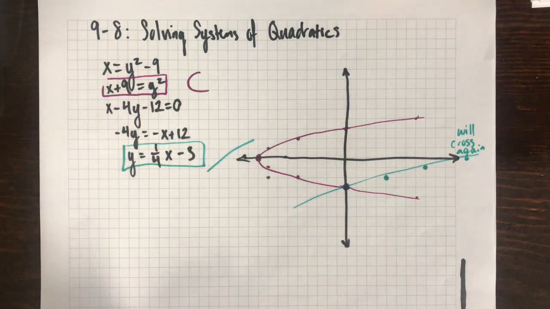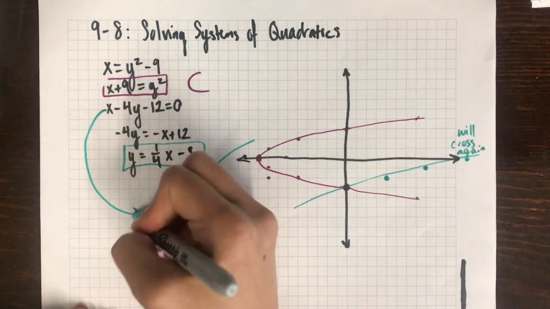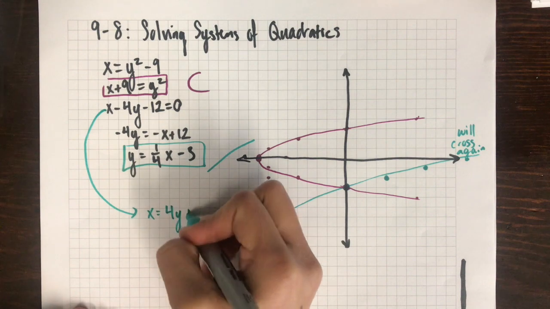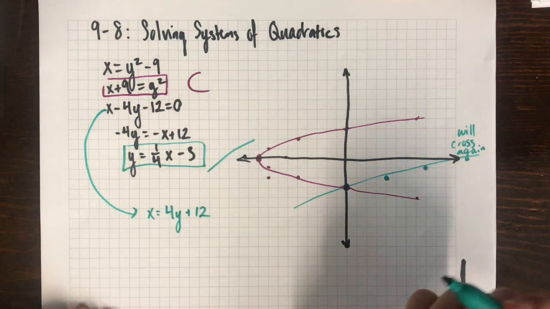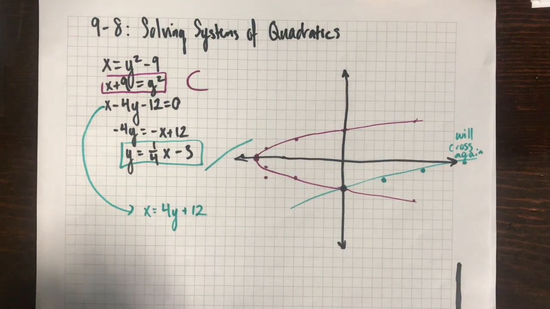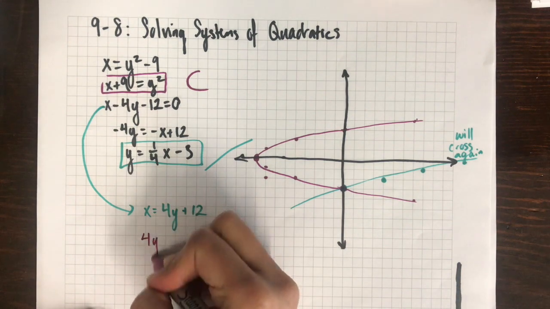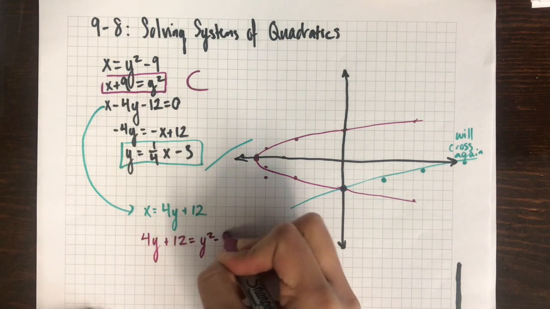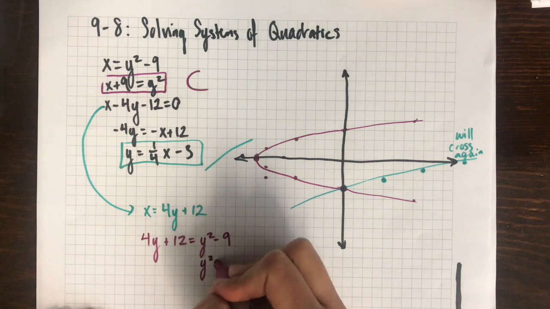Well, for that, I'm actually going to use the method of substitution. So I'm going to take this first equation of the line, and I'm going to solve for x. So x is equal to 4y plus 12. And then I'm going to take this equation and plug it into the parabola equation, right? So I'm going to plug it in for that x.